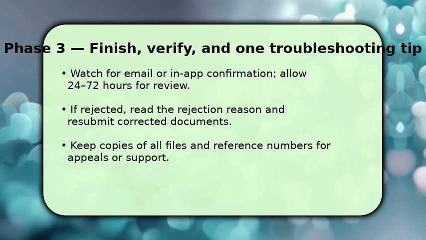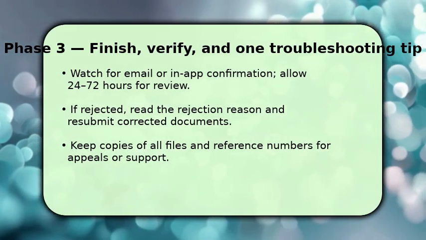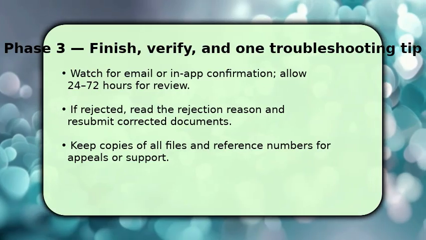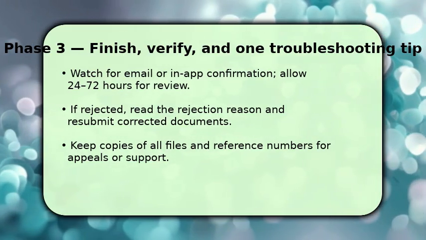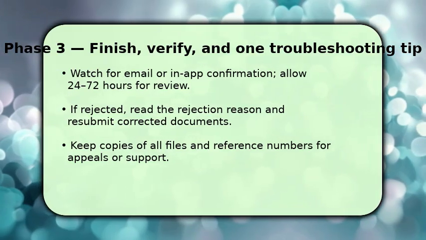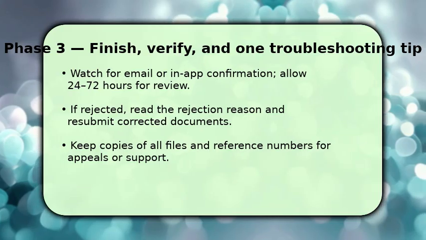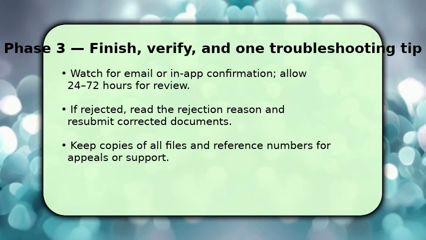If the request is rejected, read the rejection reason closely, correct the specific issue, lighting, wrong format, mismatched name, and resubmit promptly. Make sure to save copies of every file and any reference numbers, because customer support or an appeal will ask for them. If delays persist, escalate through official support channels with your documentation ready.